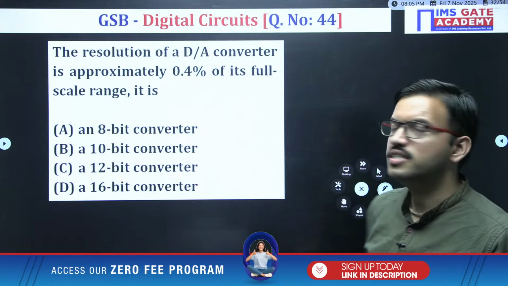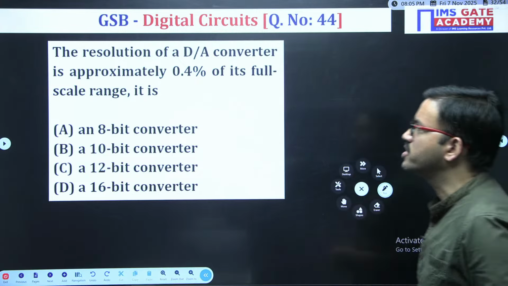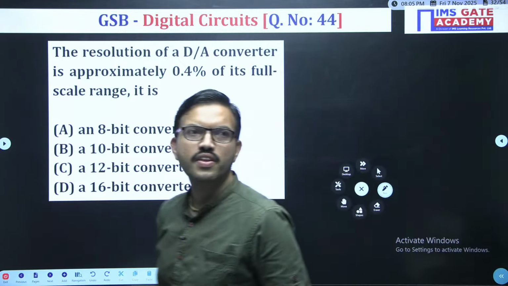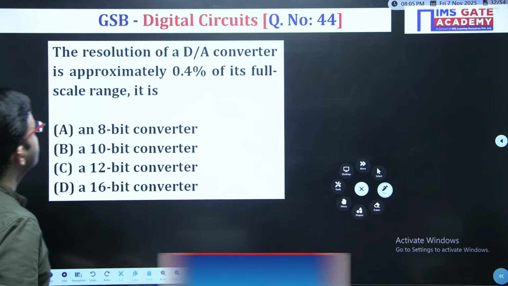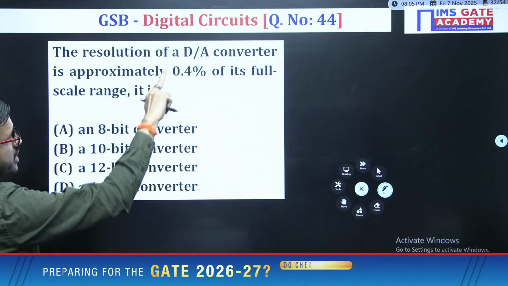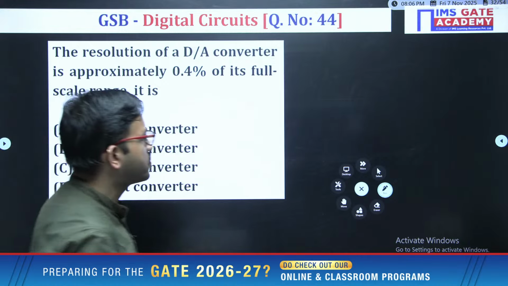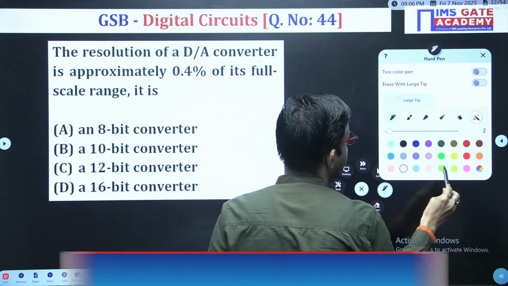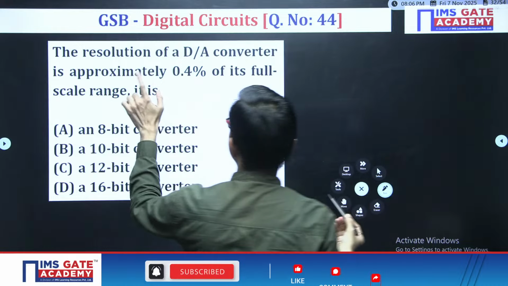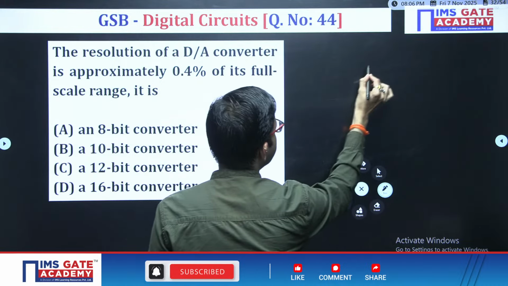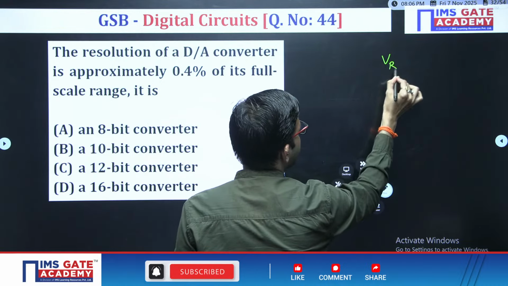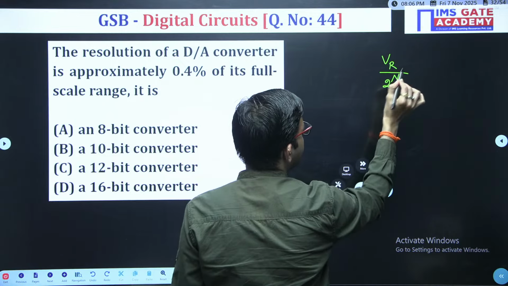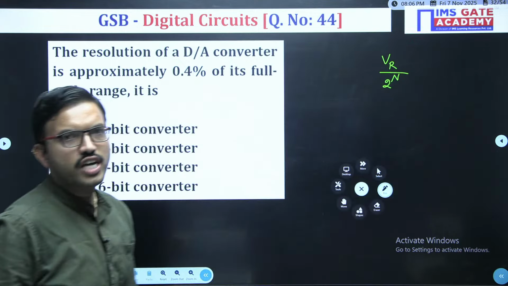This is a direct question based on one of the parameters of a digital to analog converter. Whatever statement or condition is given in the question, you can use it, and then you can solve it correctly. The resolution of a DAC is what? Resolution is equal to VR by 2 power n.